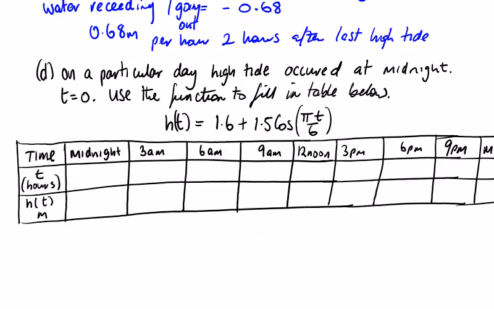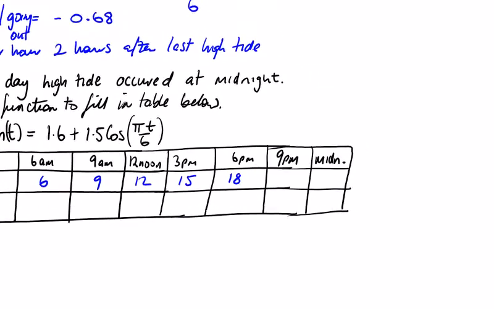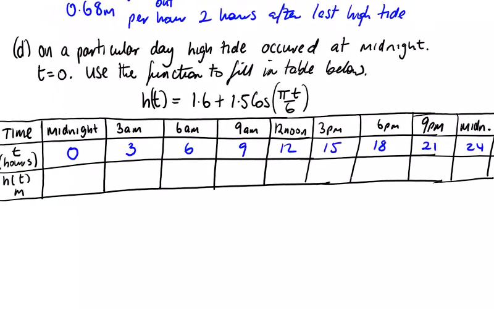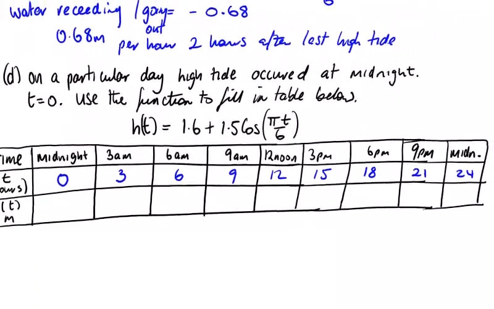Part D of this question, you're told on a particular day, high tide occurred at midnight, i.e. t is equal to 0, so we can fill that in here. Use the function to fill in the table below. So we can do t in hours first: 3 hours later, 6 hours, 9 hours, 12 hours, 15 hours, 18 hours, 21 hours, and 24 hours. And then there should be consistency with this, it's up and down.